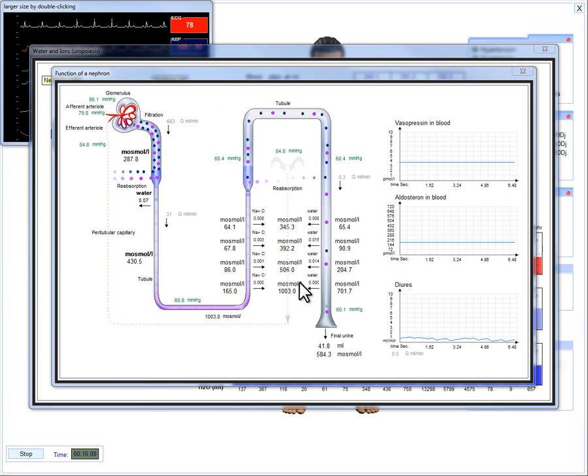On the right, one can see 3 graphs. The top and the middle graphs display the dynamics of hormone levels in the blood, regulating the second phase of uropoiesis. The bottom graph displays diuresis. Let's go back to the main menu of this mode.